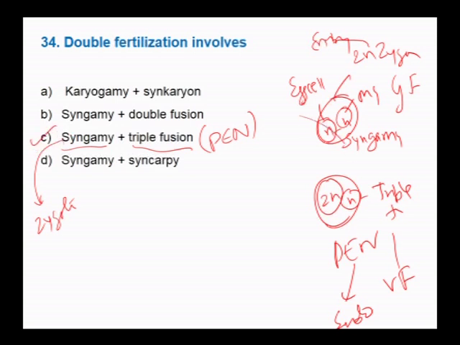Karyogamy is the fusion of nuclei. Synkaryon is the fusion of nucleus; karyon means nucleus. Syngamy is the fusion of gametes. Syncarpy is the fusion of carpels, syncarpous. Therefore, the correct answer is C.